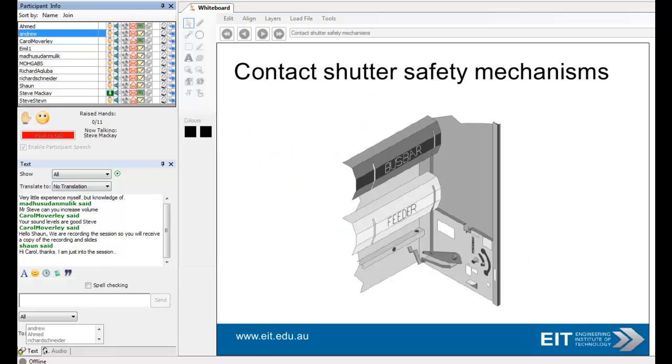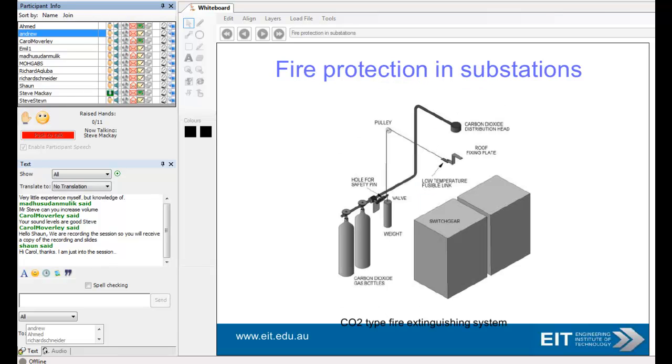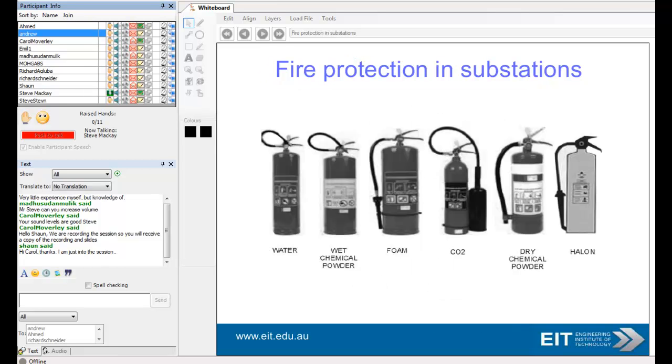Obviously, you want to avoid any possible injury to anyone working on them. And safety mechanisms are very important to deal with those properly. If you don't have training specifically in that area, you can have potential problems. Phasing out. And obviously, the other issue is fire protection. In substations, check that your fire protection is still in operation. That's obviously very important to test.